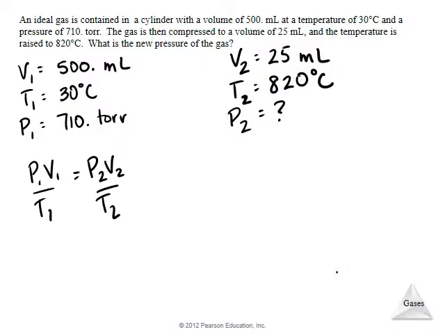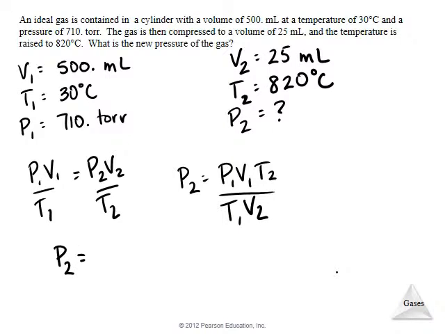I'm solving for P2, so I'm going to rearrange the equation before I do anything else. You need to work through the algebra and make sure that this works. But I'm going to end up with P2 is equal to P1 V1 T2 over T1 V2. Trust me, but check just to be sure. So now it looks like I'm ready to plug numbers in.